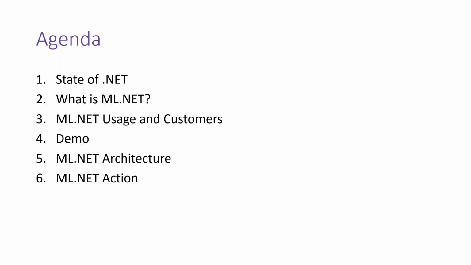But let's focus for today. We have 6 sections in this presentation: state of .NET, what is ML.NET, who are some of the usage and customers, and then a demo, and then we'll go into architecture and then action. So we'll give you some things to do. Everything I'm showing today, by the way, in terms of demos, are demos that are already available, but I'm going to point to the ones that I think are excellent in highlighting the key features of ML.NET.